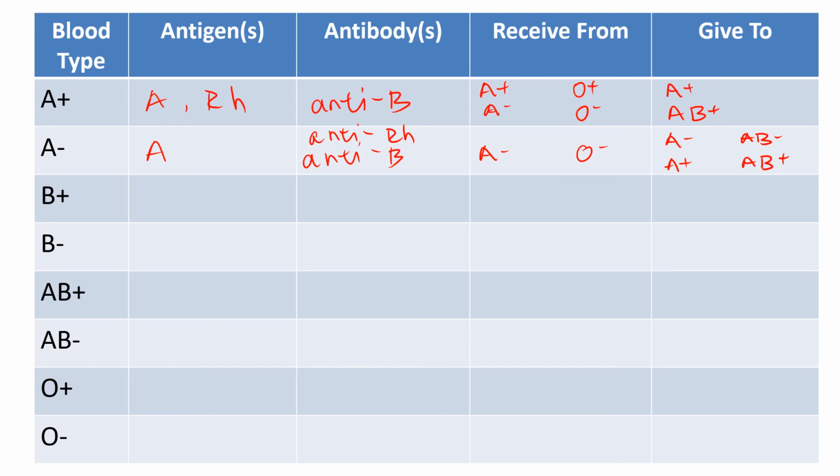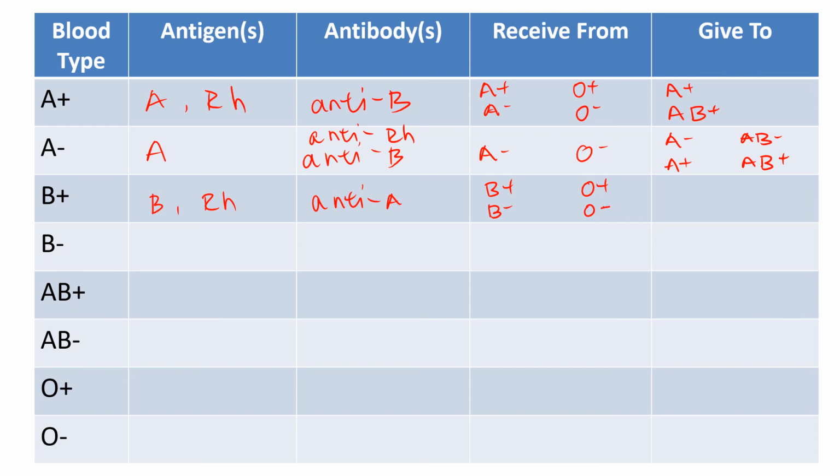Let's talk about B positive blood. This person carries the B antigen and an RH antigen. The only antigen they haven't seen is A, so of course they would form anti-A antibodies. This person would receive blood from B positive. What else? B negative, O positive, and O negative.